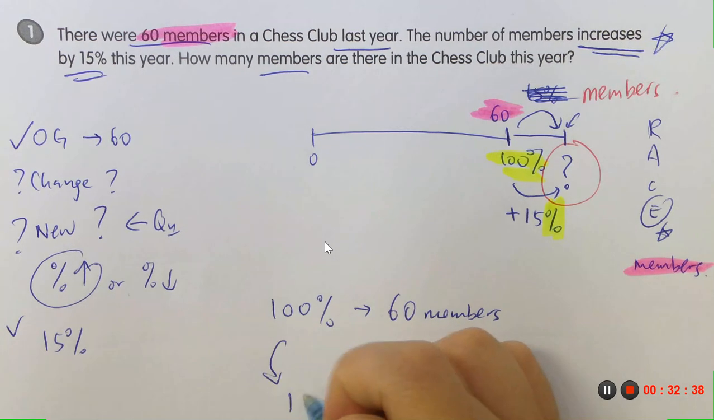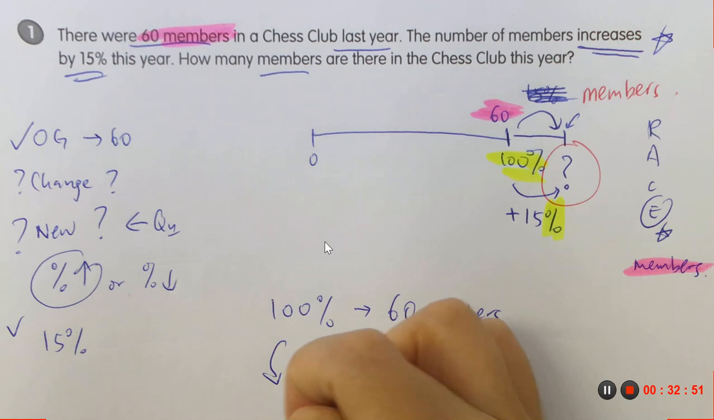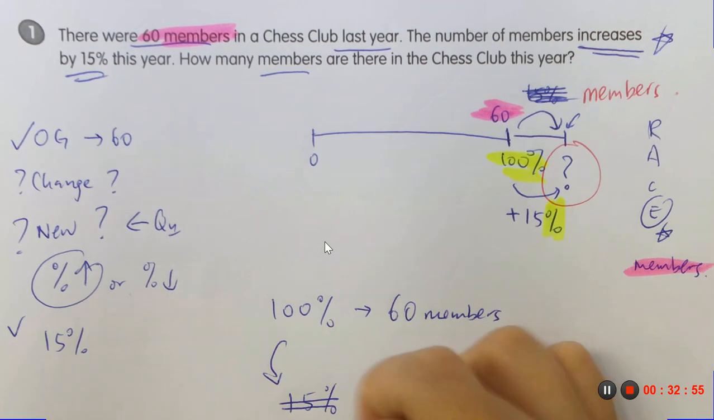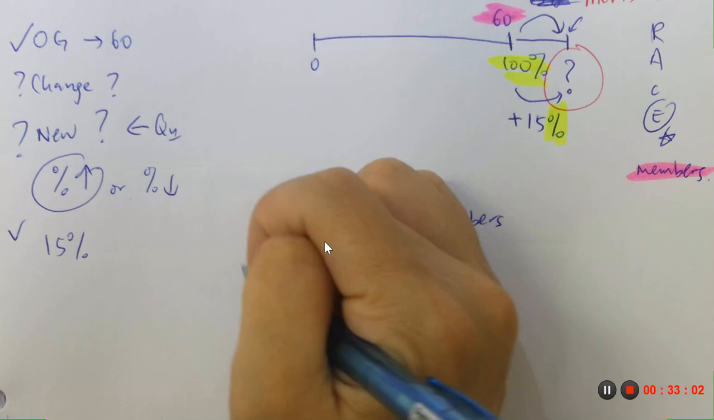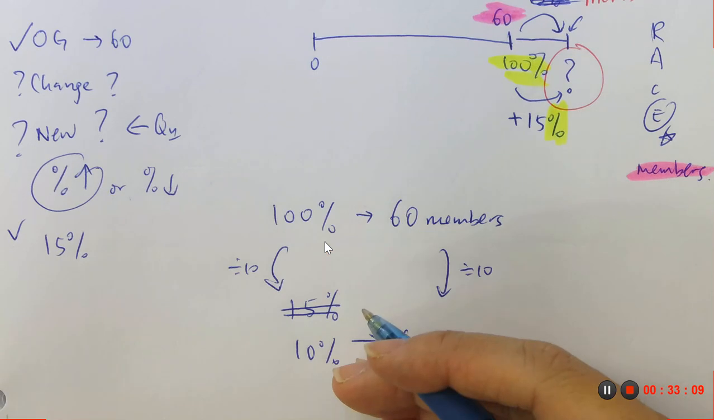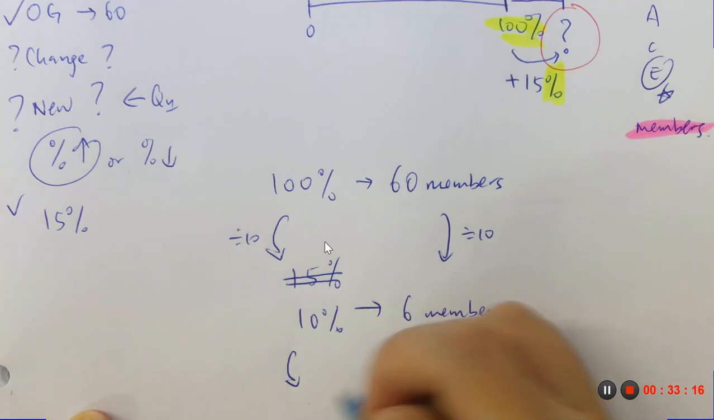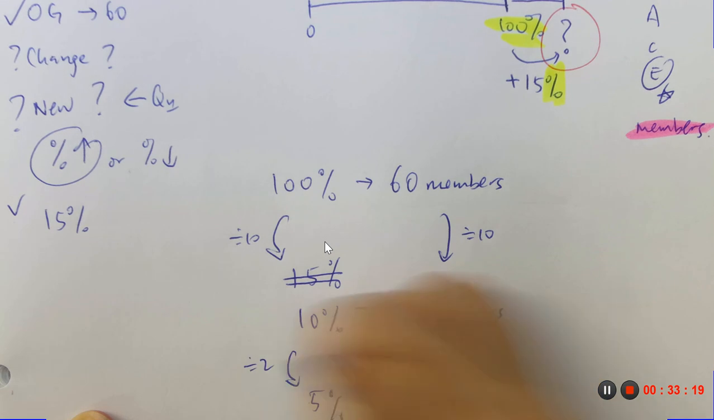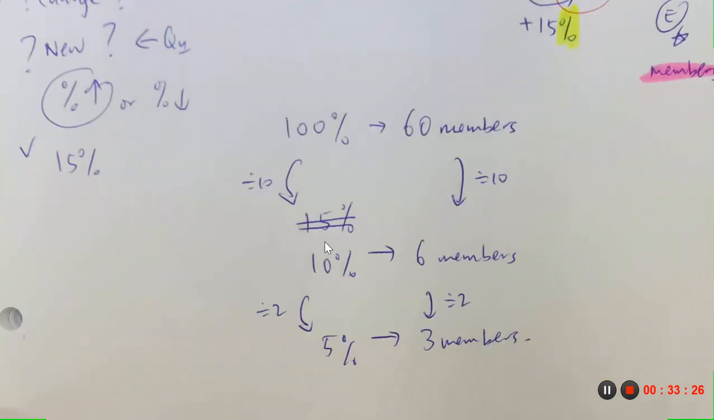I can just go straight to 15%. No, going straight to 15% is a bit difficult. I can go straight to 10% first. If I go straight to 10%, how many people are there? 6 members. Because this is divided by 10 and this is divided by 10. So from 100%, I can go straight to 10% by dividing by 10 on both sides. And then I can go to 5% by dividing by 2. Three members.